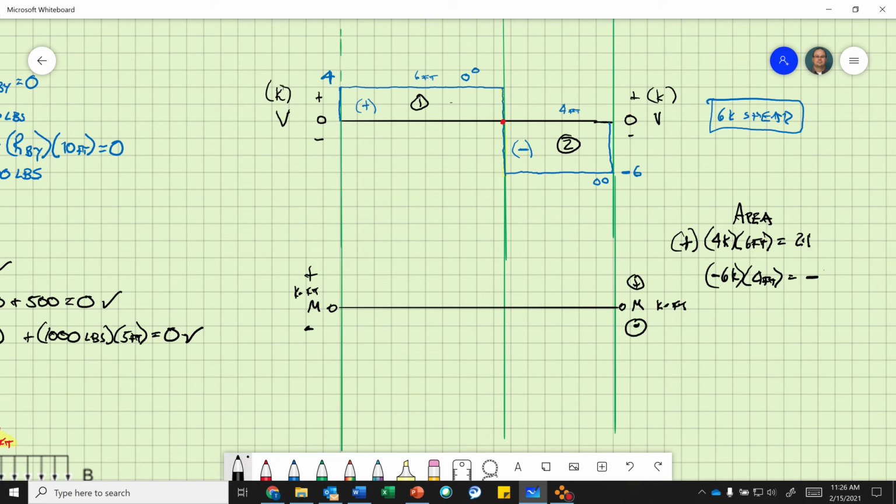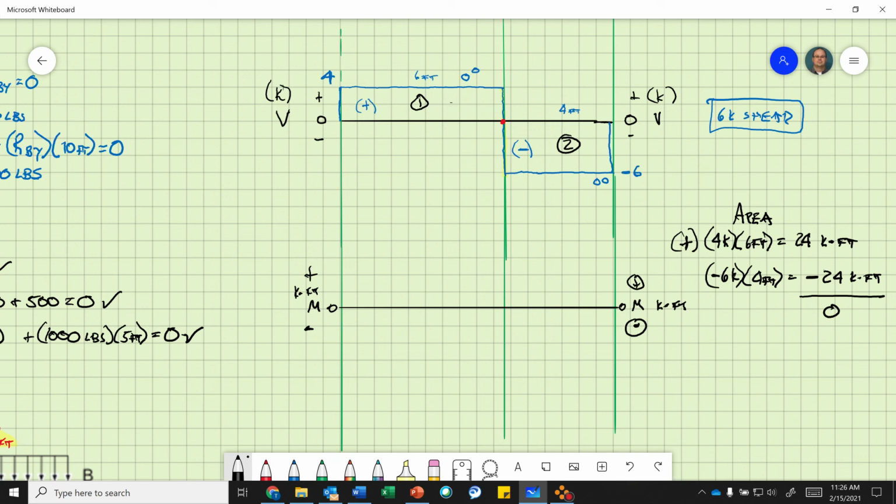So this is positive 24 kip feet. This is a negative 24 kip feet. Now when I add, because from the left side all the way to the end of that beam, no matter what, it should equal 0. So if I add this, this should equal 0. Okay? And it does.